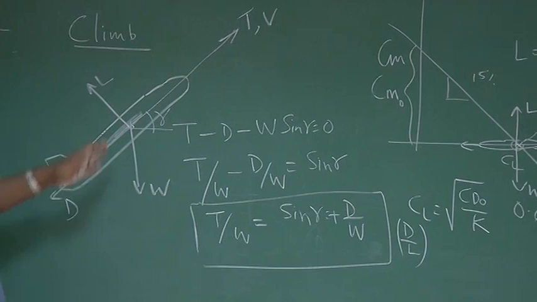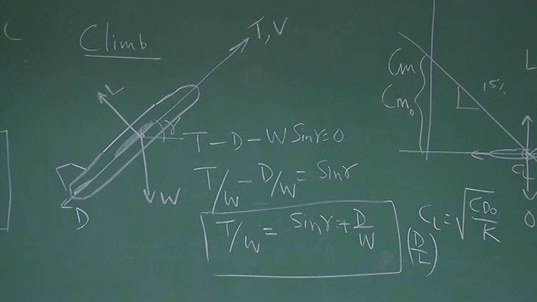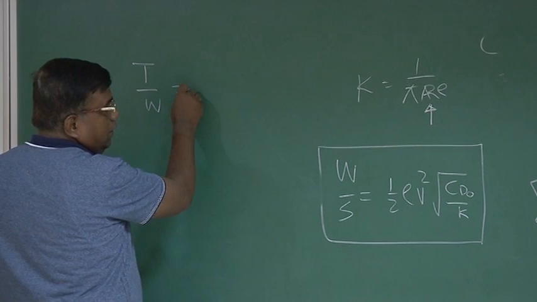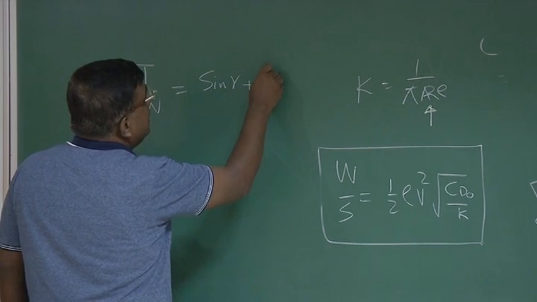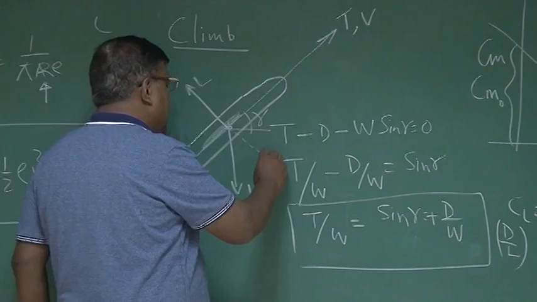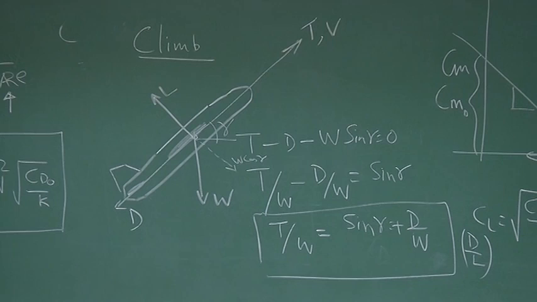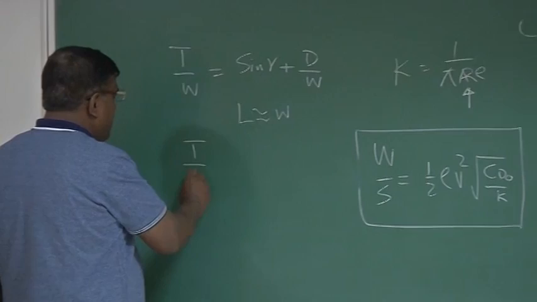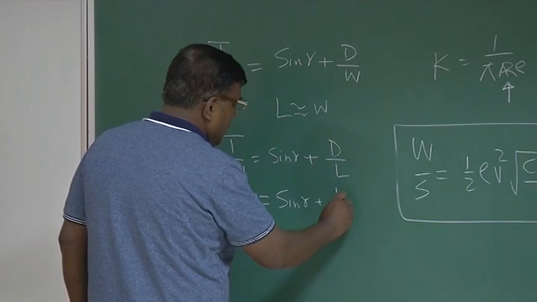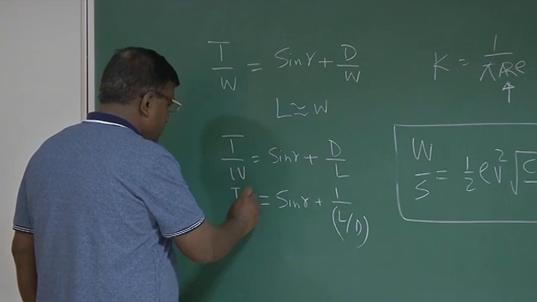because W is equal to L, although during climb W is not equal to L, W cos gamma equal to L, you know, but for gamma small, I can replace W by L, so I get an expression T by W is equal to sine gamma plus D by W. And if I assume L is roughly equal to weight during climb, please understand lift is not equal to weight. Lift is actually equal to W cos gamma. Since gamma is small, I am taking this approximation. As a designer, I always do that. So I do this, then I get T by W is equal to sine gamma plus D by L, or this is equal to sine gamma plus 1 by L by D. This is during climb.